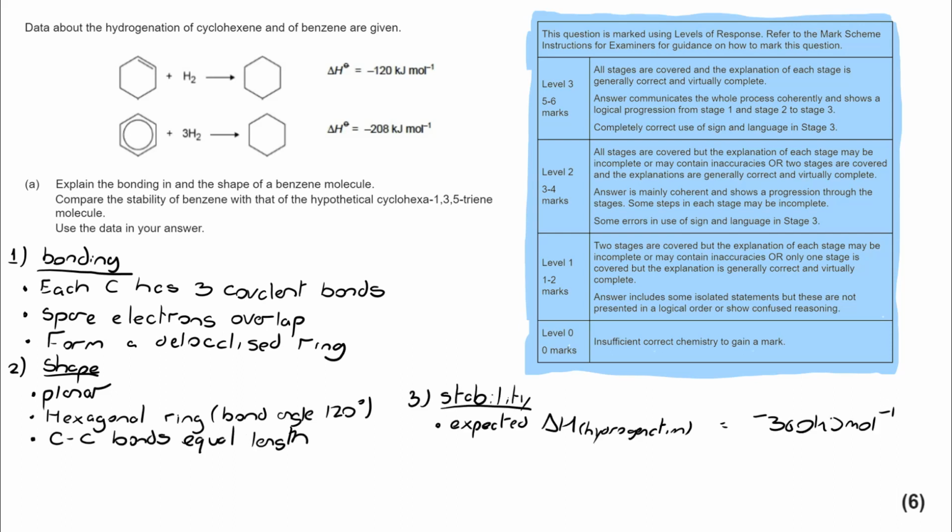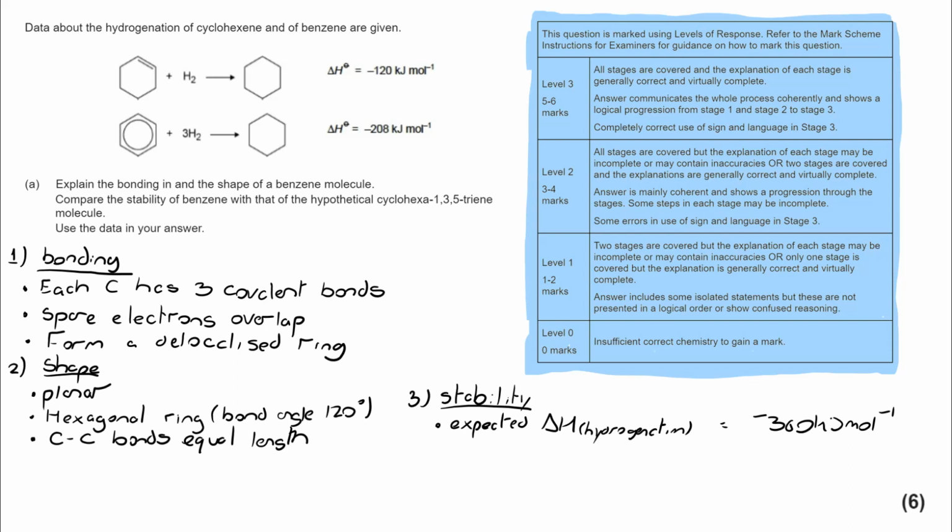The shape, well, because there are 3 covalent bonds, that makes us think trigonal planar. It's a planar structure. The bond angle is 120 degrees, and what we have is a planar hexagonal ring. The C-C bonds are equal in length. Now that's a really important distinction because we know that there is a difference in size between single and double carbon-carbon bonds, and that's actually part of the evidence that was used to dispute Kekulé's theory.